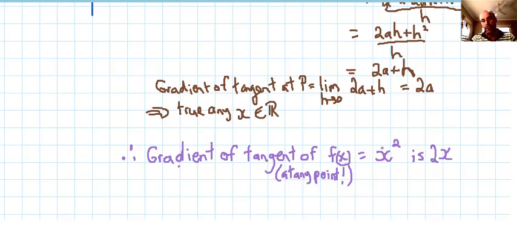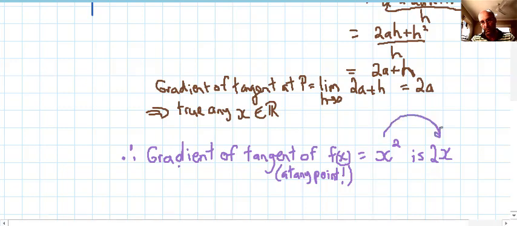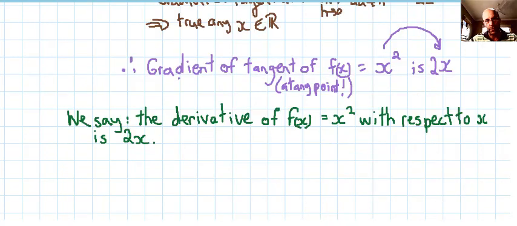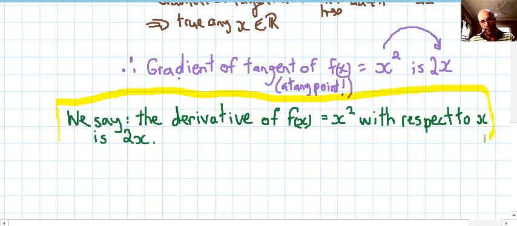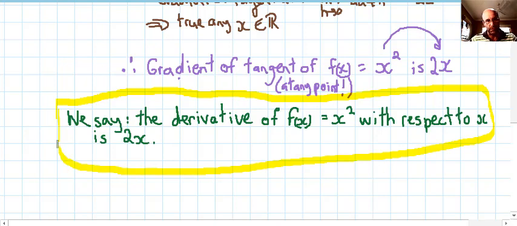And so there's actually a relationship there between this function and this function, which we'll see this video and into the next. Okay, so importantly, we say the derivative of the curve f of x equals x squared with respect to x is 2x. So that is where this term derivative comes in. So the gradient of the tangent is the derivative. So the derivative, in a sense, is a gradient function.